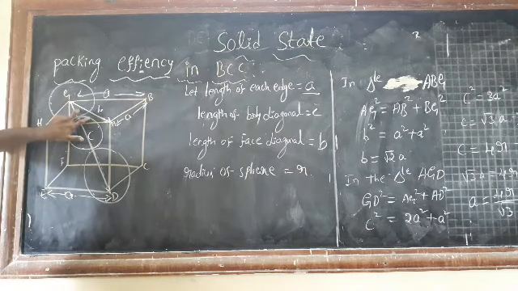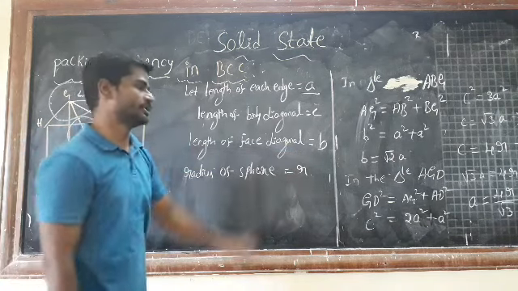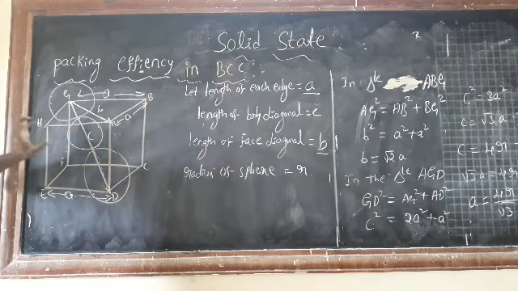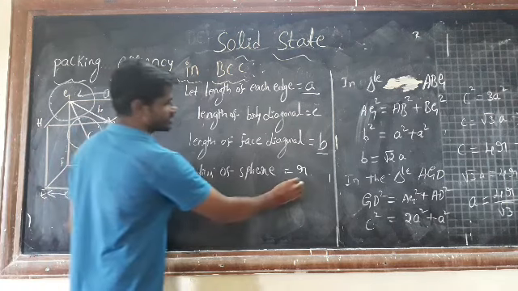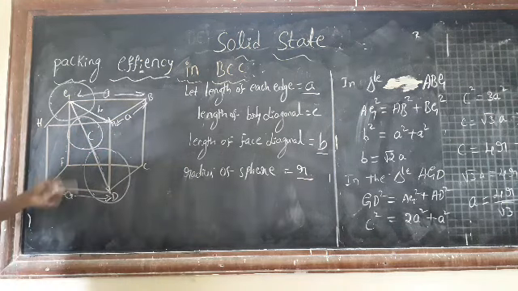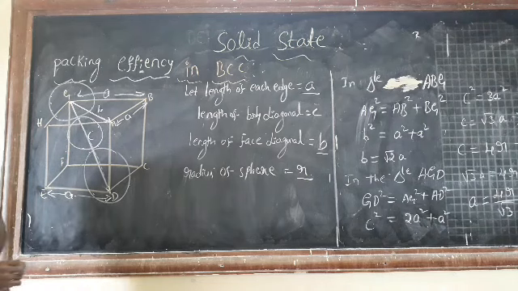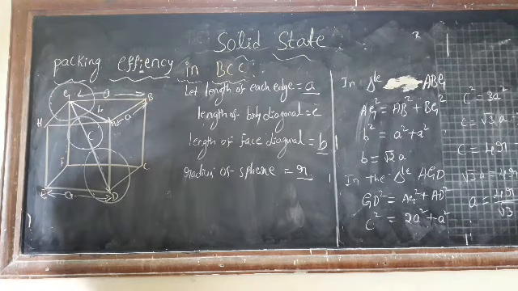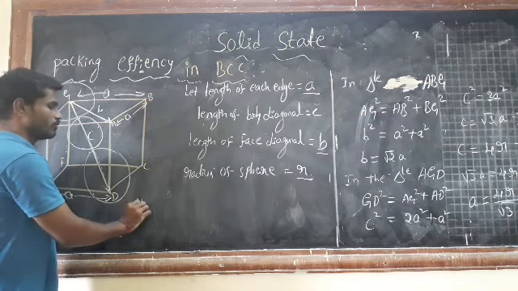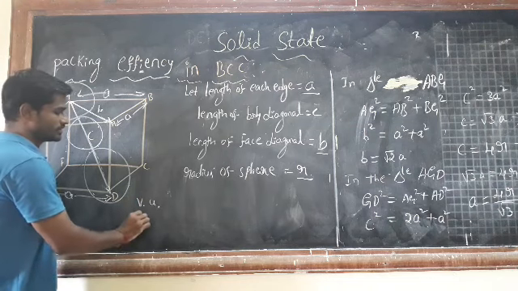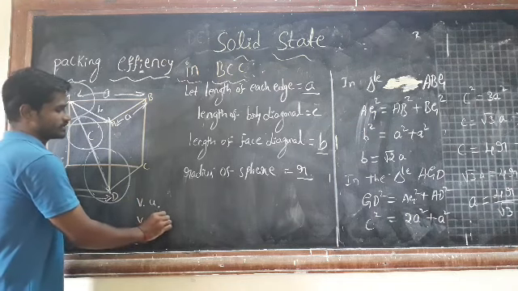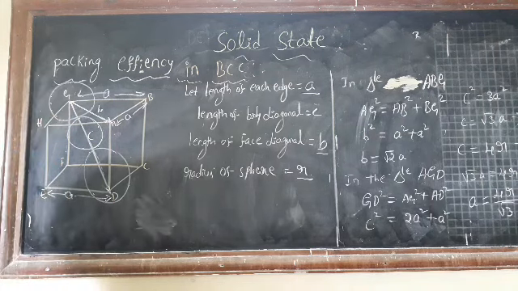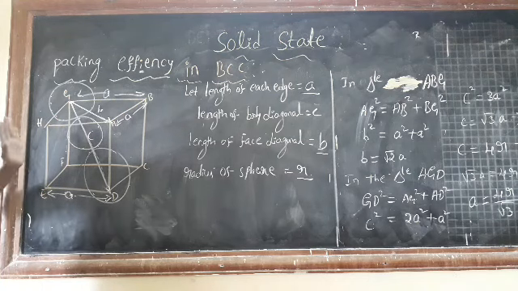Okay. So the length of this edge is taken as A. The remaining spheres present have the radius R. When we want to calculate the packing efficiency, we have to calculate the volume of the unit cell and the volume of the spheres. So that's why we have to calculate the volume of this unit cell.